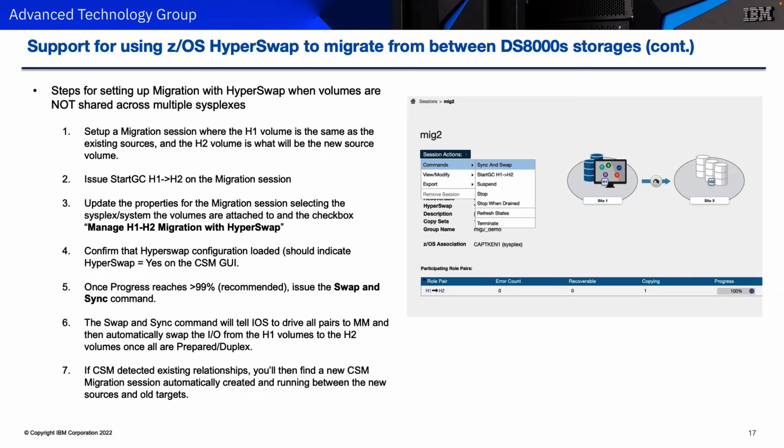When you do those two things and save the properties, CSM will take the pairs in that migration session and load them into a HyperSwap migration configuration on that z/OS system. At that point, the IOS code knows about those volumes and is waiting for the next set of commands that will initiate the swap process. You can confirm after that it says HyperSwap equals yes, and make sure that things are there and loaded. Now, step 5 is all up to you.